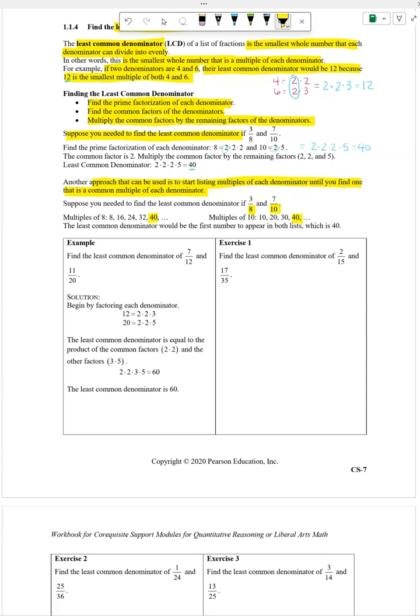For some numbers this would be easier, but for some numbers it wouldn't be, so just use whichever one's easier for you. The least common denominator would be the first number that appeared in both lists. So that would be our 40, right?